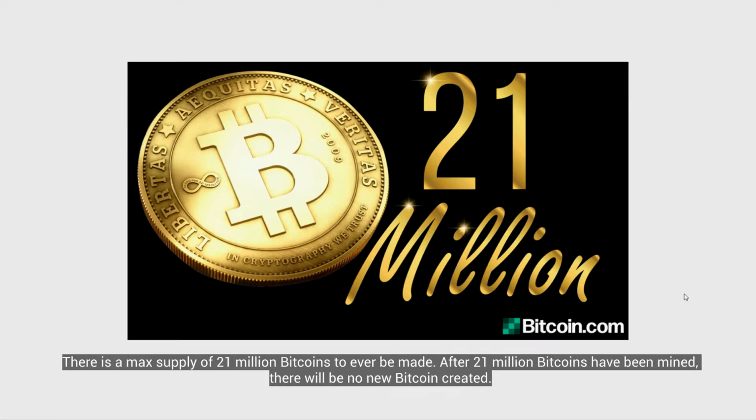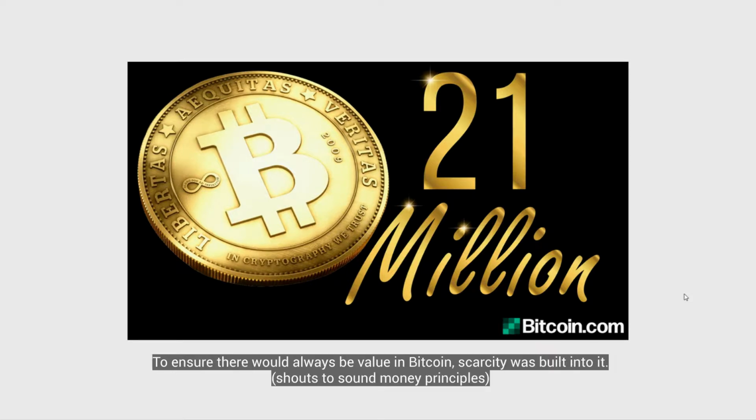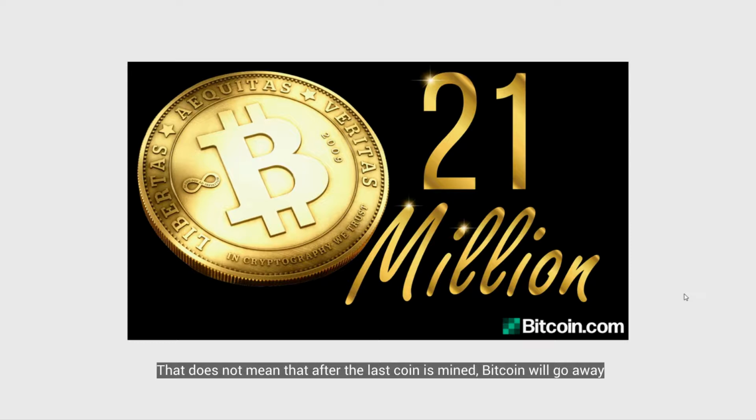There is a maximum supply of 21 million Bitcoins to ever be made. After 21 million Bitcoins have been mined, there will be no new Bitcoin created. To ensure that there will always be value in Bitcoin, scarcity was built into it. This does not mean that after the last coin is mined, Bitcoin will go away and that you can't send or receive Bitcoin. It just means the block reward in the Coinbase transaction will equal 0 instead of being a value to the miner.